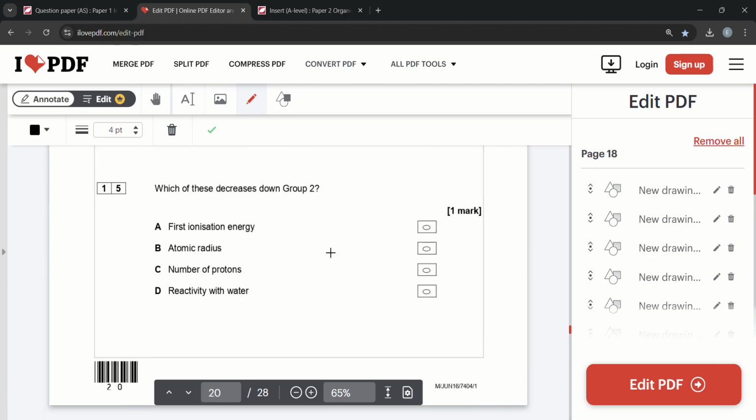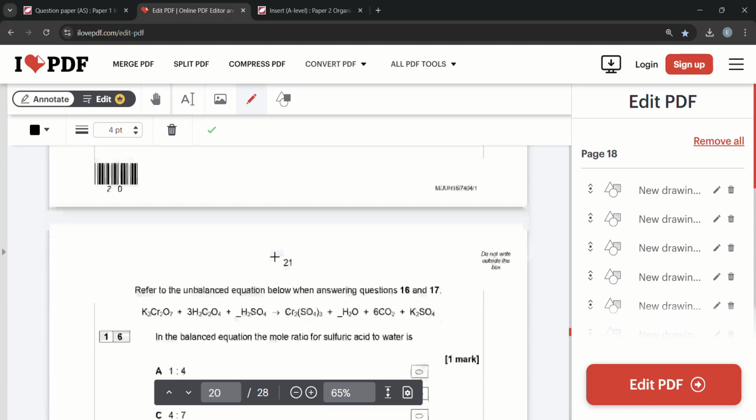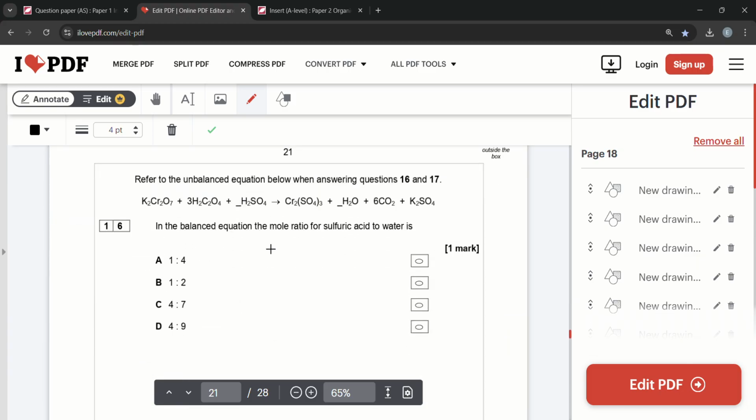15. Which of these decreases down group 2? First, ionization energy. Just testing your trends. This is just the trends AO1 question. 16. In the balanced equation, the mole ratio for sulfuric acid to water is, which one is it?